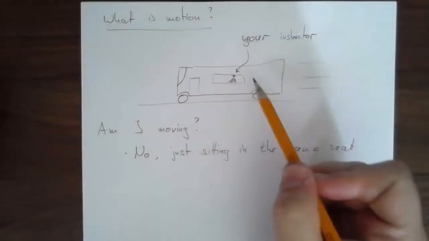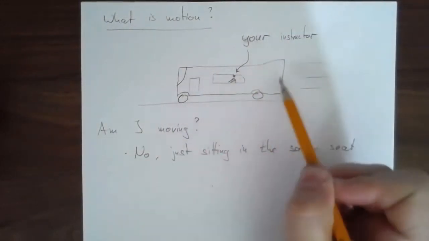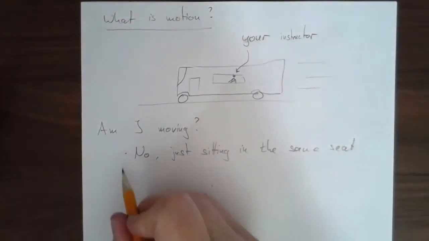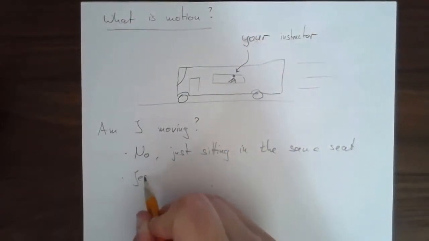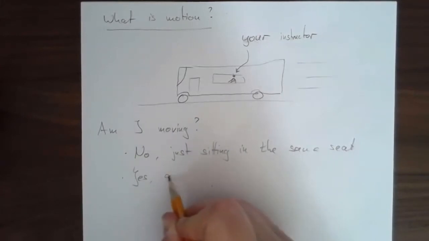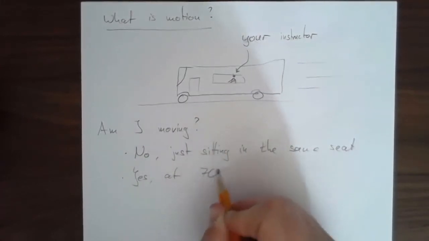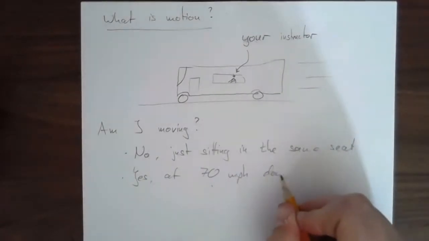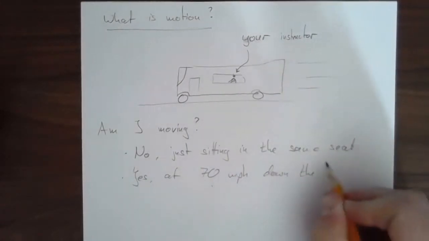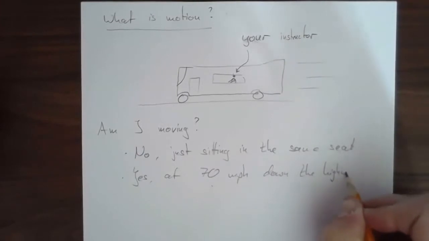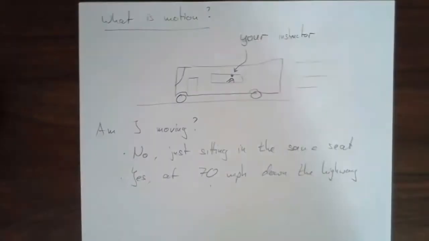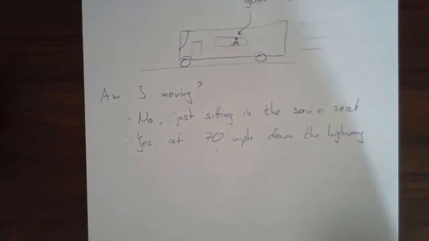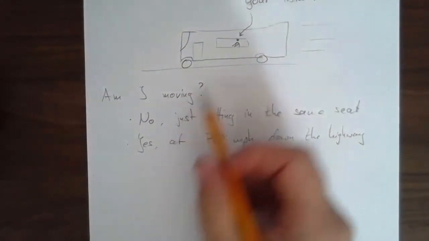But then again, the seat I'm in is part of the bus, and the bus is going down the highway. So the answer might be yes, at 70 miles per hour down the highway. Those are the only two answers I could give. Well, maybe not. Let me zoom out a bit of this picture.